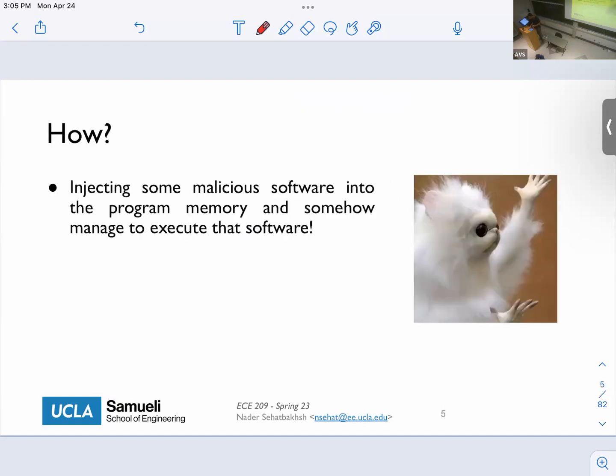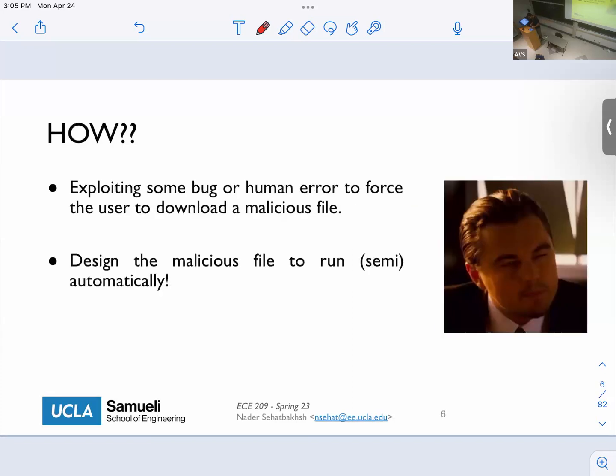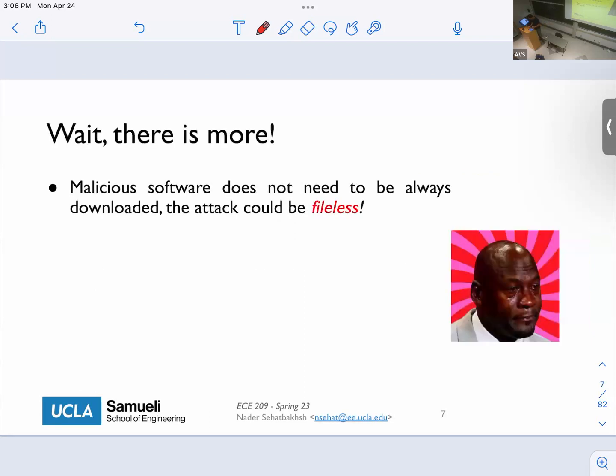We said that essentially this is when the attacker manages to run some malicious software in your system. How do we do that? We usually use some form of human error, some bugs in the design, or just some fundamental flaws in the system, and force the device to execute that malicious software, and as a result the system will be compromised in various ways. We also said that you do not necessarily need to download a file for your system to be compromised. Some of these attacks can actually be fileless, and we're going to talk about that in this lecture.